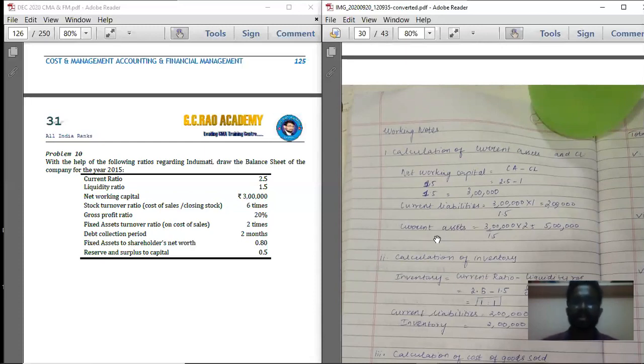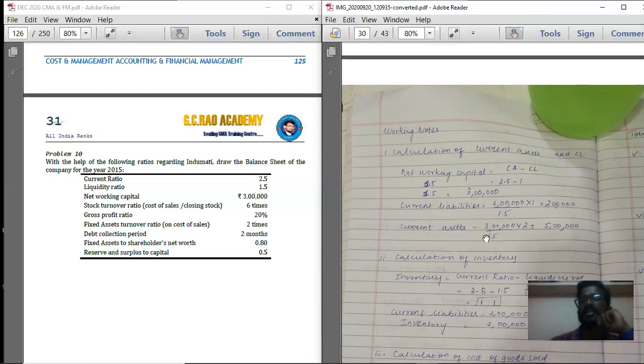So 2.5 minus 1 is net working capital, which is equal to 1.5. This 1.5 is nothing but net working capital. So net working capital amount, how much they have given? 3 lakhs. So 1.5 is equal to 3 lakhs. If this 1.5 is equal to 3 lakhs, what is the current liabilities we should find? Current liabilities is equal to 3 lakhs divided by 1.5 into 1, which is equal to 2 lakhs. So current liabilities is 2 lakhs.